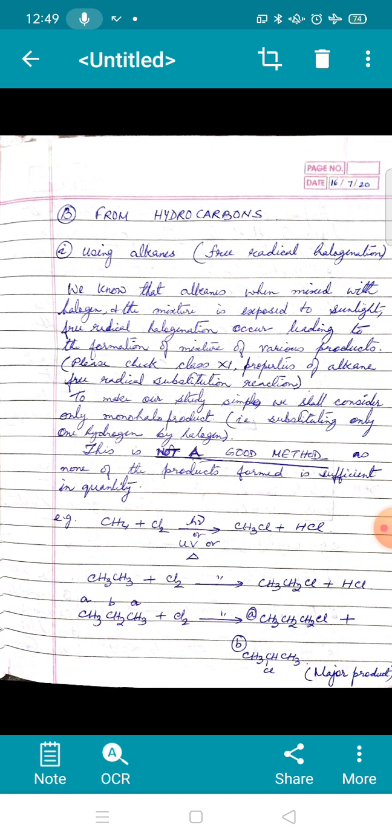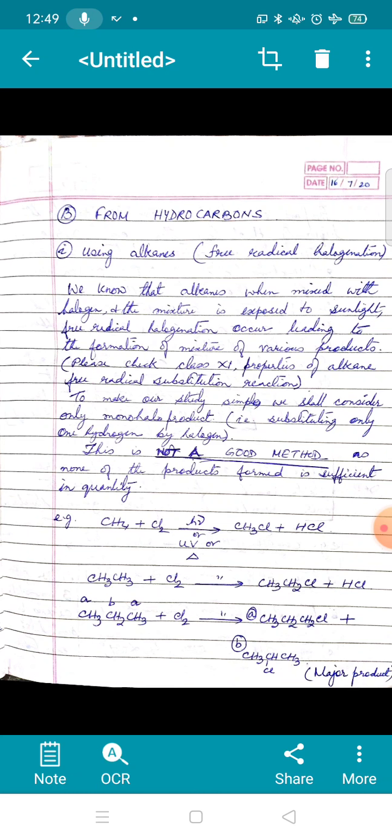of the video. So you know that when alkanes are mixed with halogen, which we have done in class 11 also, and the mixture is exposed to sunlight, then we get substituted alkanes. That means the hydrogens of the alkane get successively replaced by halogen. Now during this course of reaction we get a mixture of products because none of the products formed is in sufficient quantity.